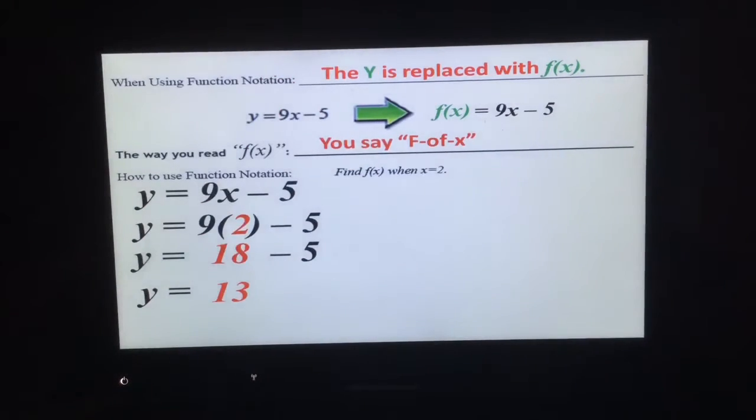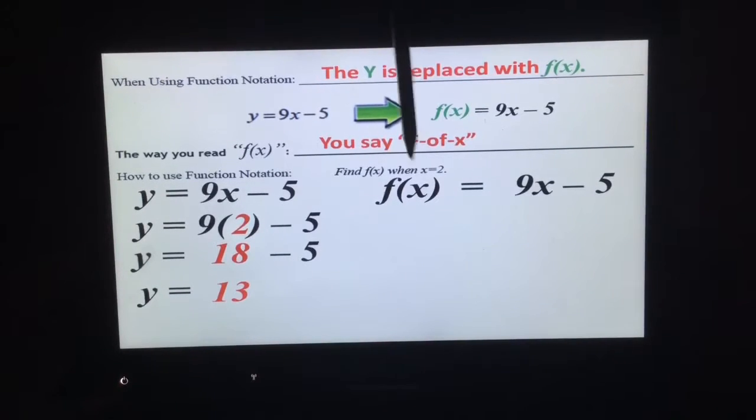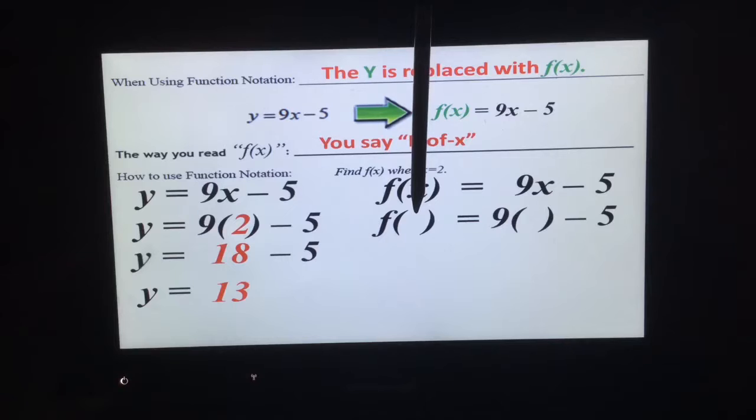Okay? Now we're going to use function notation. The way function notation works is, again, this represents the y. But now we're going to replace x with 2. So over here, this x turned into 2. And over here you have an x there and an x there. So when you rewrite this, you're going to put parentheses for that one, and you're going to put parentheses for that one.